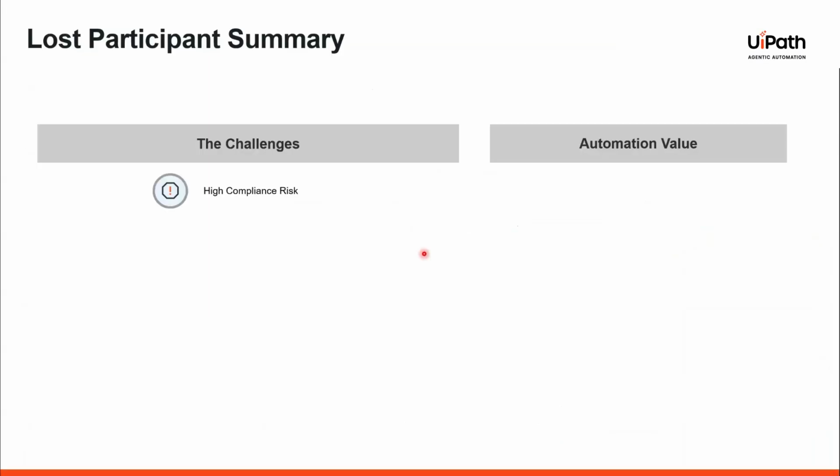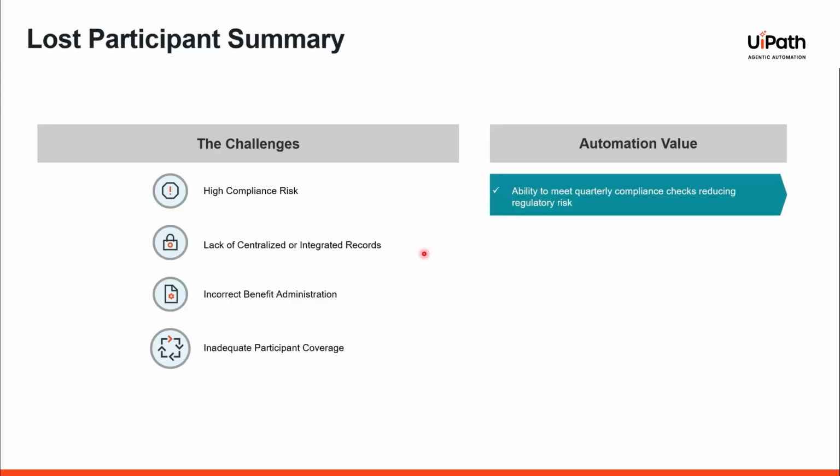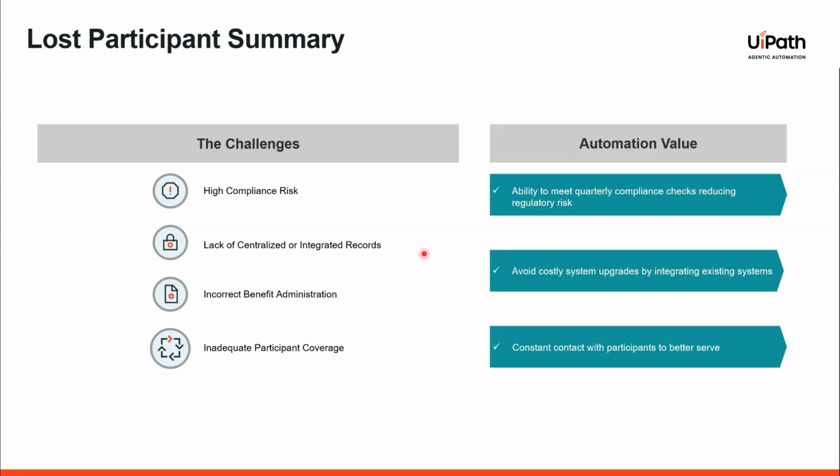Managing participant data manually comes with some serious challenges: high compliance risk, scattered or outdated records, incorrect benefit administration, and incomplete coverage. Automation solves all of these problems by enabling quarterly compliance checks to reduce regulatory risk. It's very easy to integrate with existing systems to avoid costly upgrades, and it enables us to keep constant contact with our participants and better serve them and improve their experience working with the firm. The result is lower risk, better accuracy, and stronger relationships with our end users.